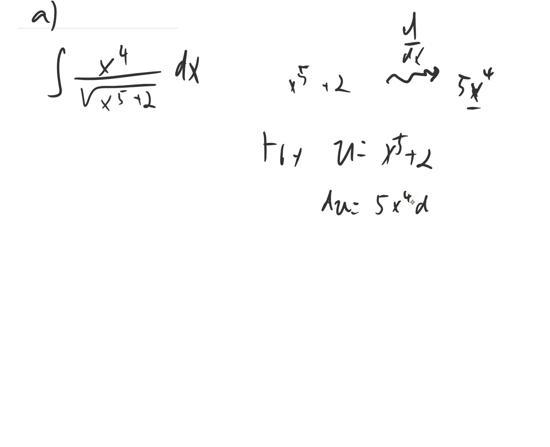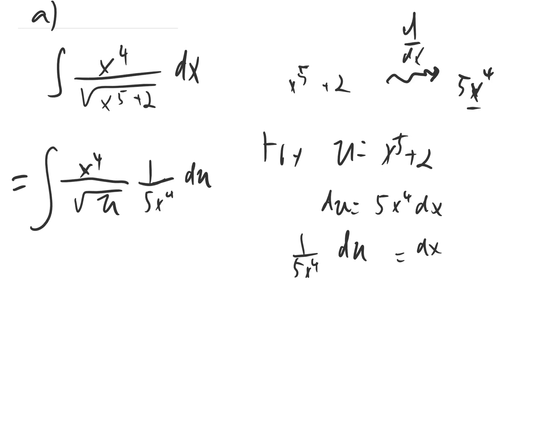Then the differential du is 5x to the fourth dx, and if I solve that for dx, I get 1 over 5x to the fourth du equals dx. All right, so we have our u and our du. Let's substitute those into the original integral, and hope it gets easier. So here's that integral again, but I've made the substitutions for u and for dx.